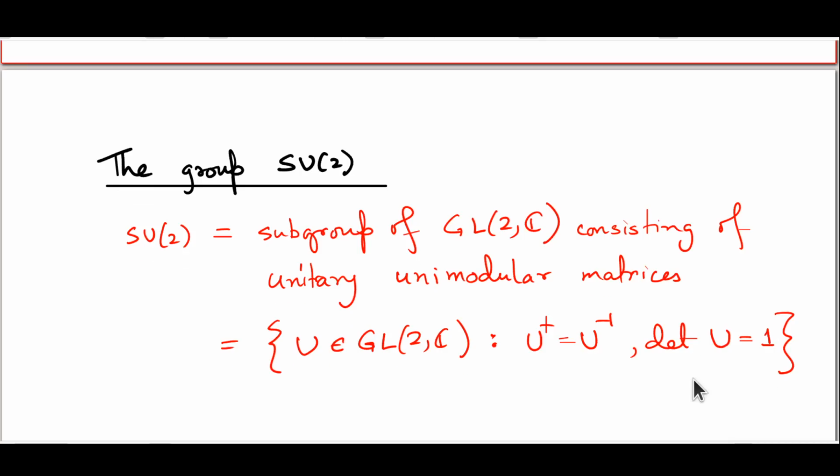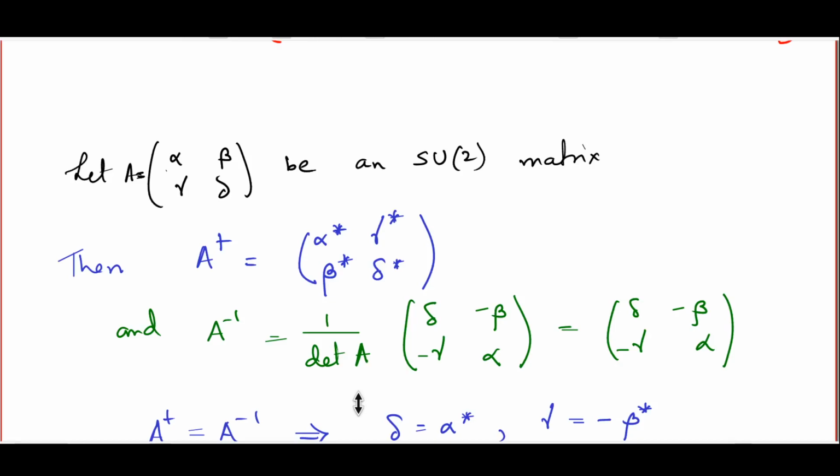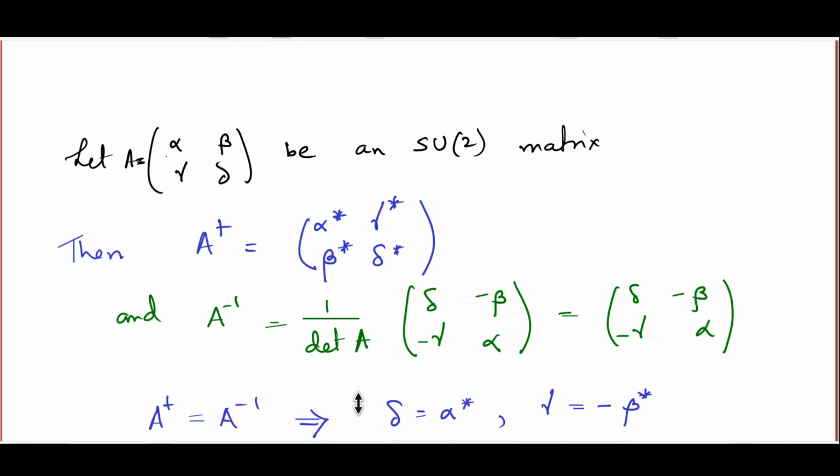But what exactly is the group manifold of SU2? To understand that, let us begin with an arbitrary 2x2 matrix which happens to be in SU2. So let us say that the matrix capital A corresponds to the elements alpha, beta, gamma and delta. Then A dagger, of course, is simply alpha star, gamma star, beta star, delta star. That's simple, you just take the conjugate and transpose the matrix.